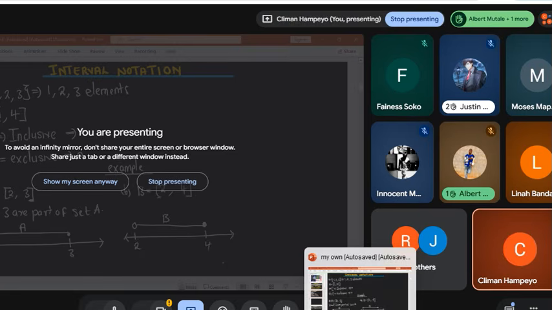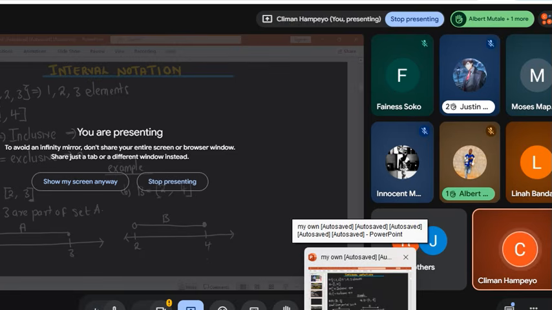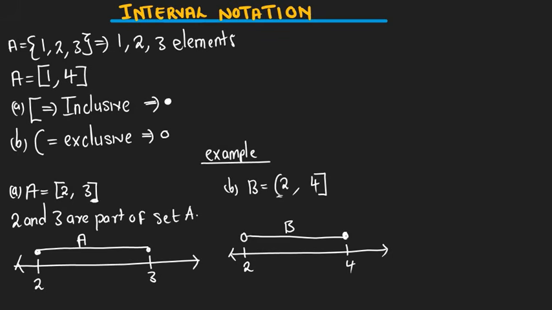Okay. We now go to the next segment. In our next segment, I'm going to show you how to operate on some of these particular sets. Example.